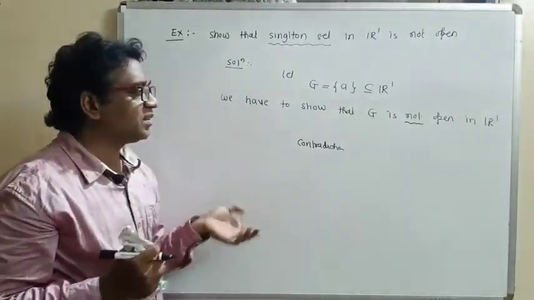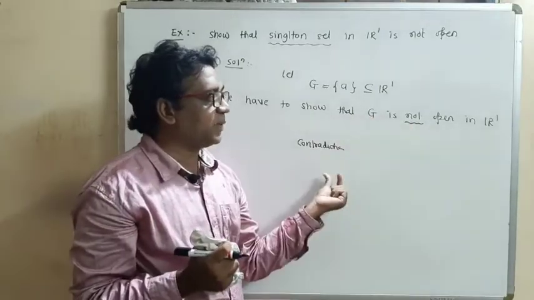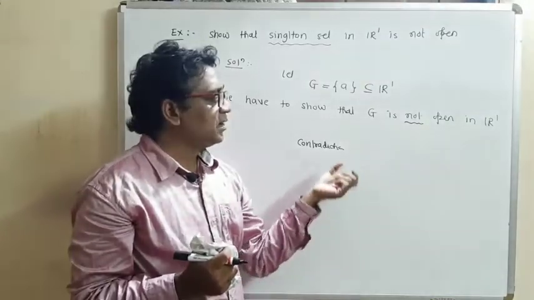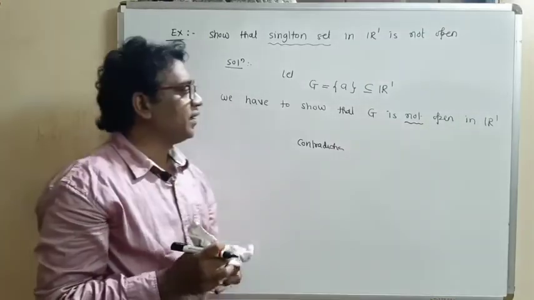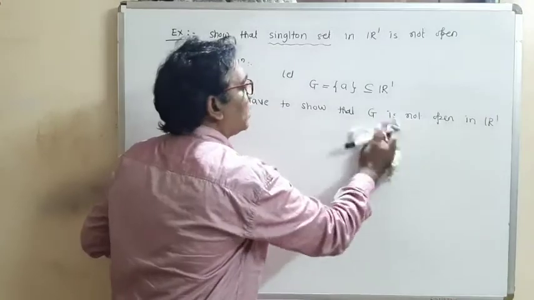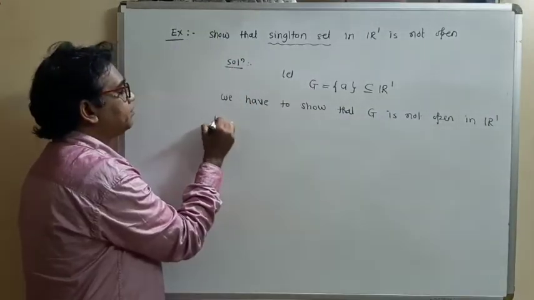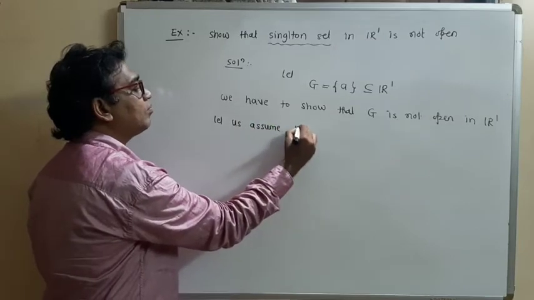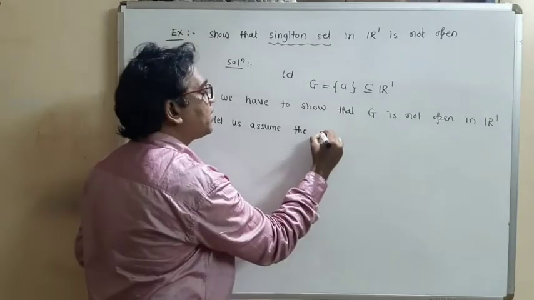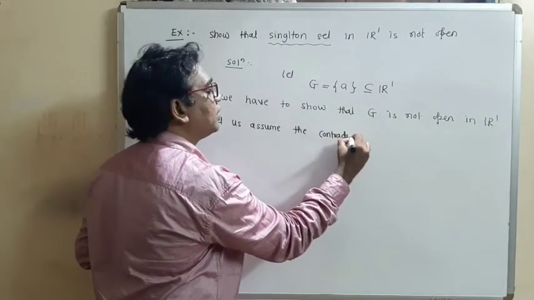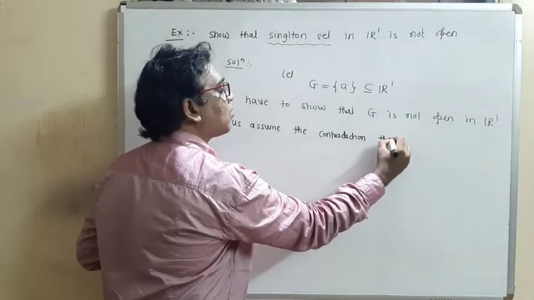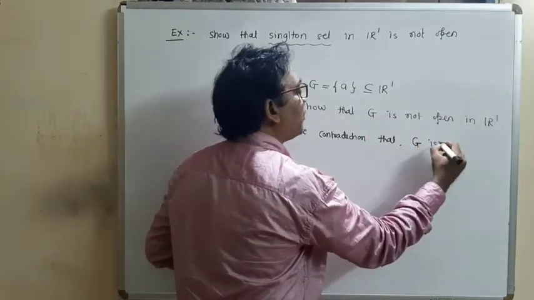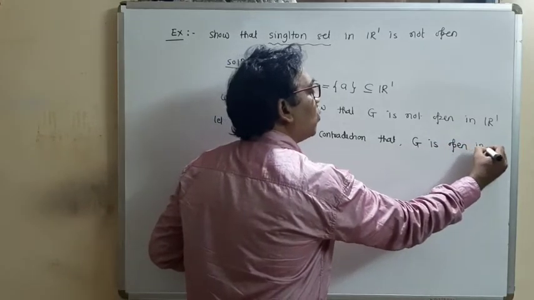Now what is the contradiction method? Just take the opposite statement. Now we want to show that it is not open in R1. So what is the opposite statement? Suppose that G is open in R1. So write down: let us assume the contradiction, that is, suppose that G is open in R1.